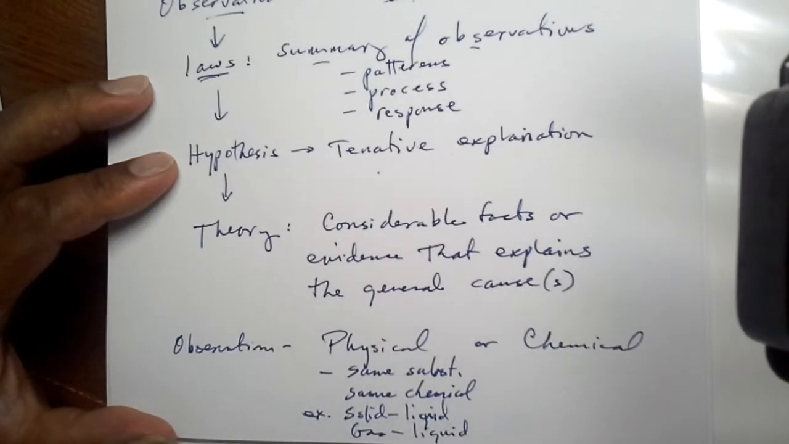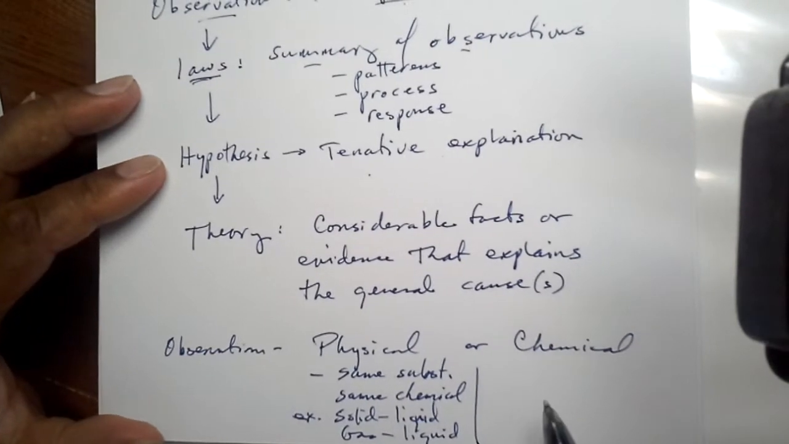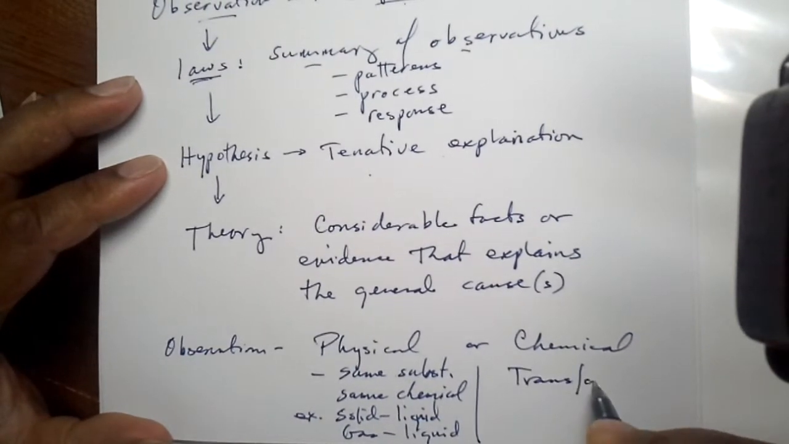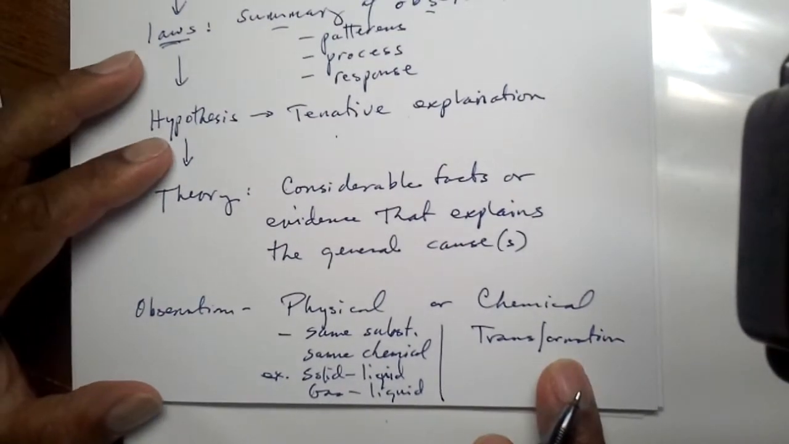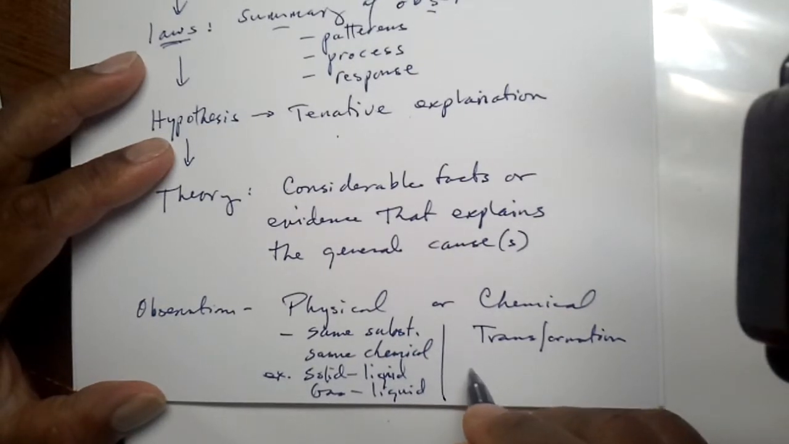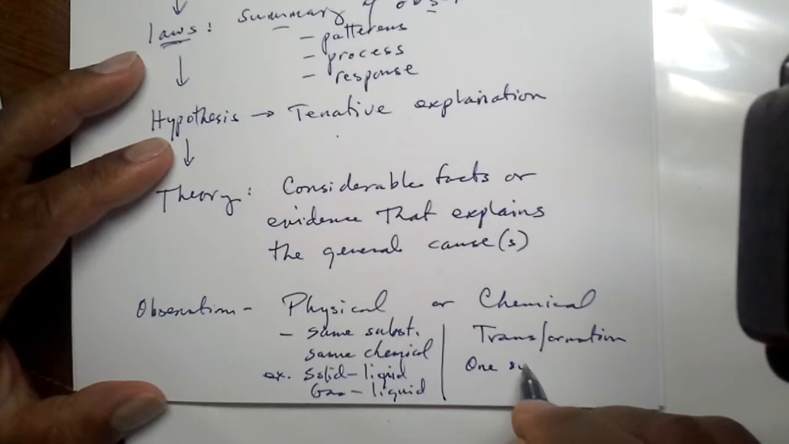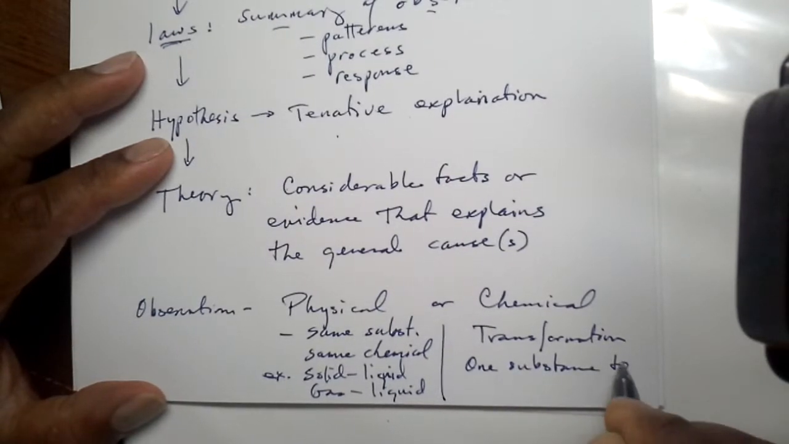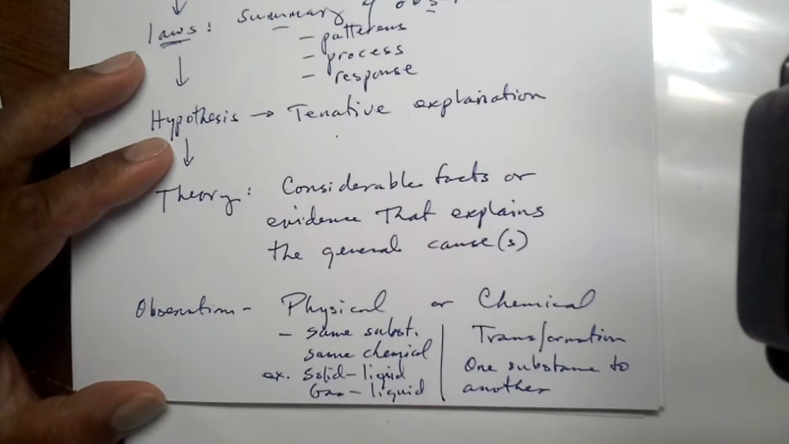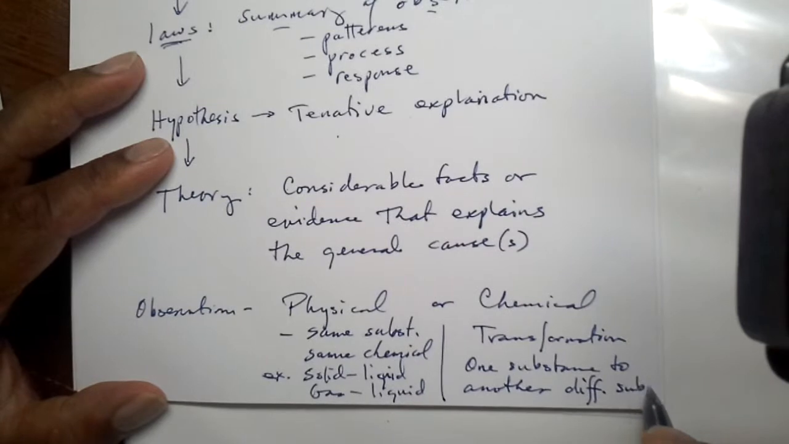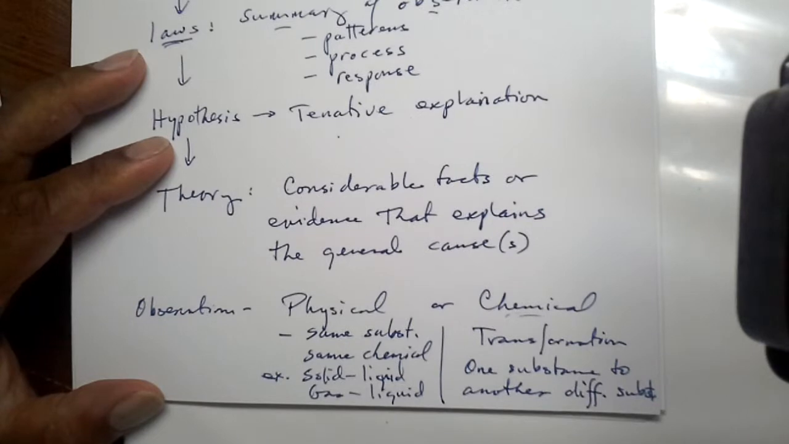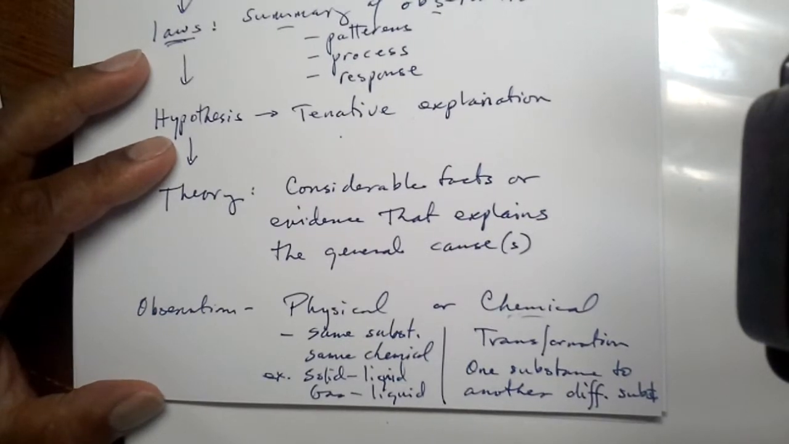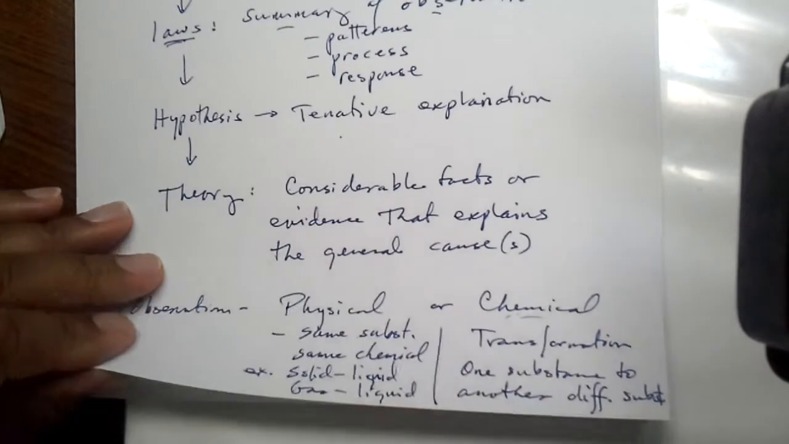Those are examples. Now, chemical changes result in a transformation. That is, you're going from one substance to another, to another different substance, because a chemical transformation has taken place. And these are the types of things that we can observe.